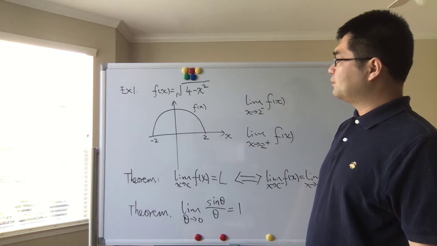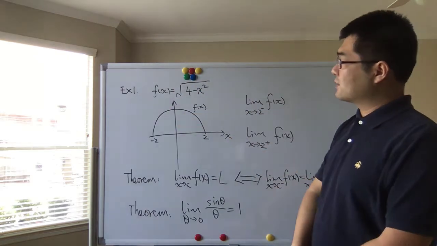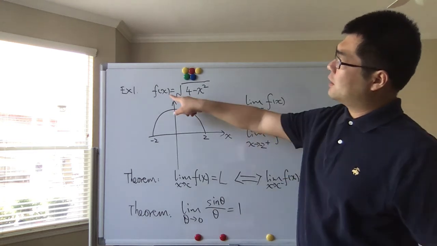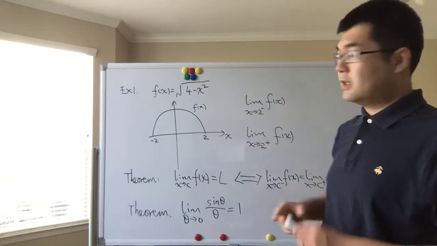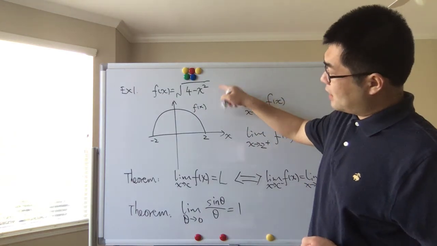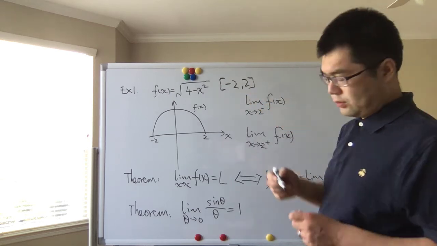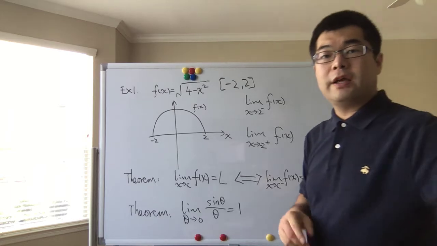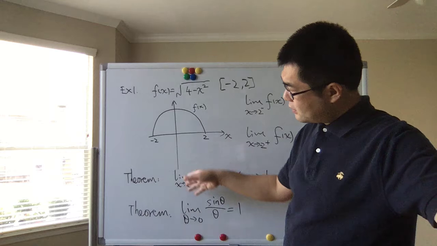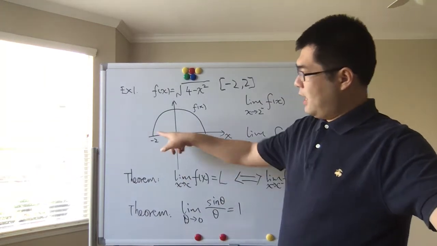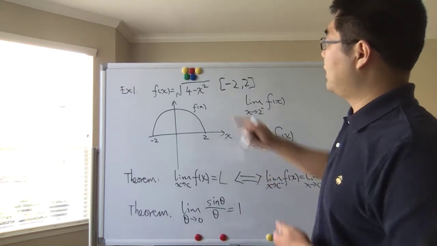This is a very standard problem. Let's take a look. f of x equals the square root of 4 minus x squared. Believe it or not, the domain for this function is negative 2 to 2. If we plot this function on our xy plane, you will see that it is a half circle.